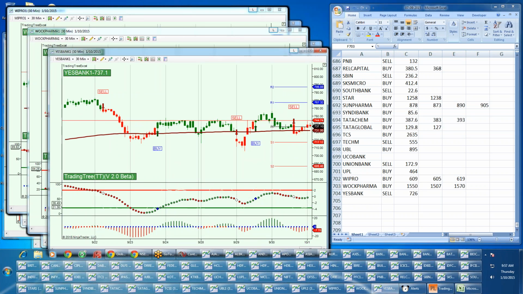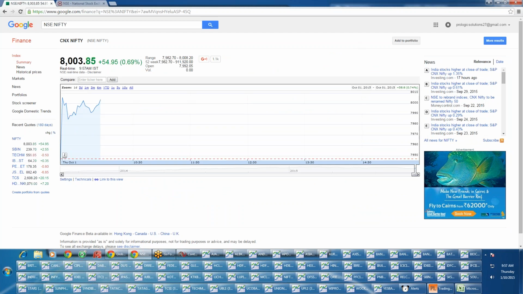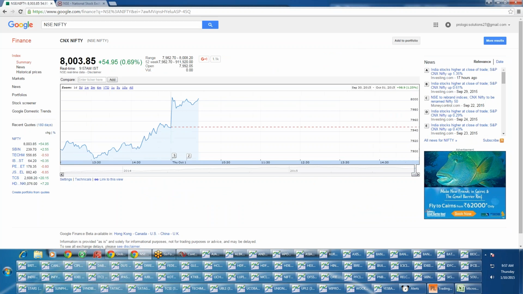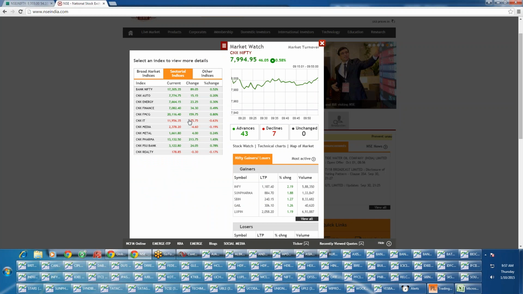So banks have almost been flat. Pharma is doing good. You can just see that here, 1.6% up. The rest of them seem to be flat.